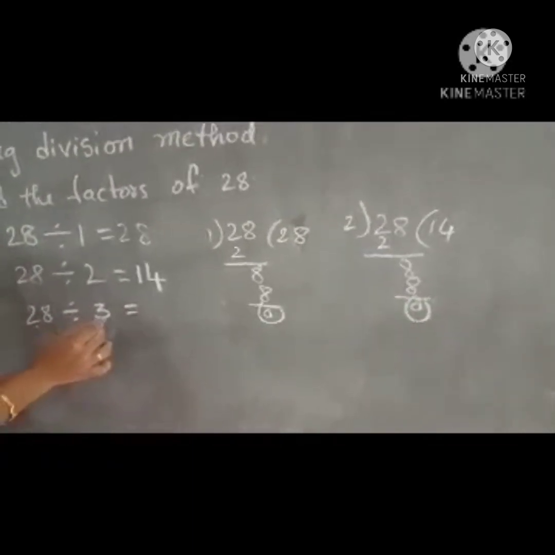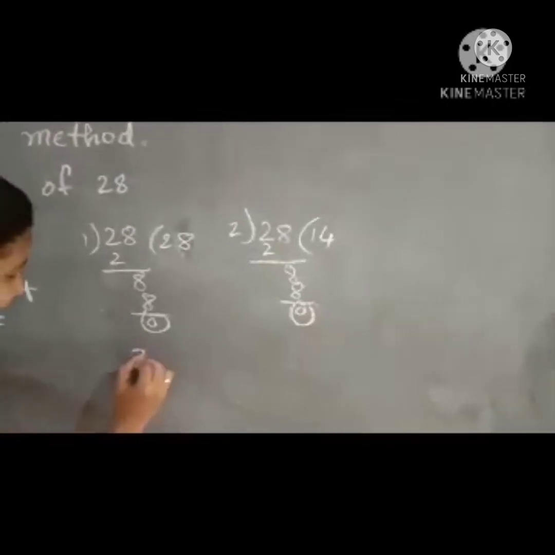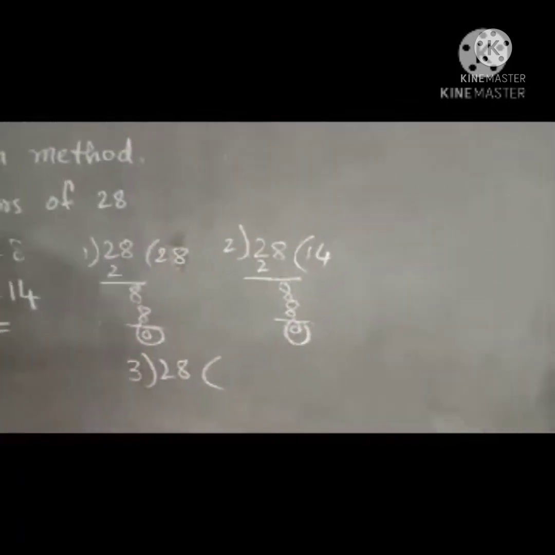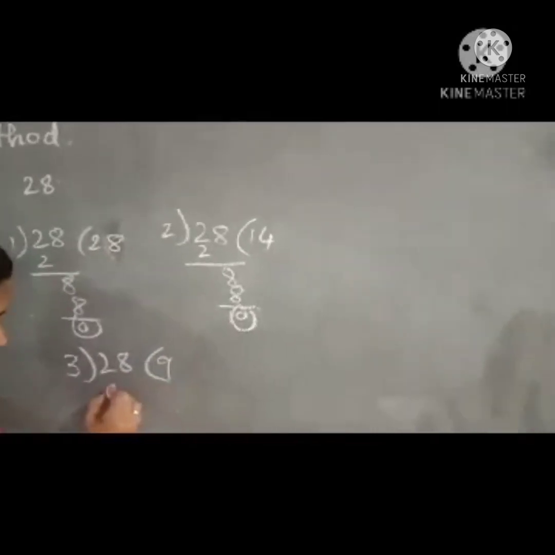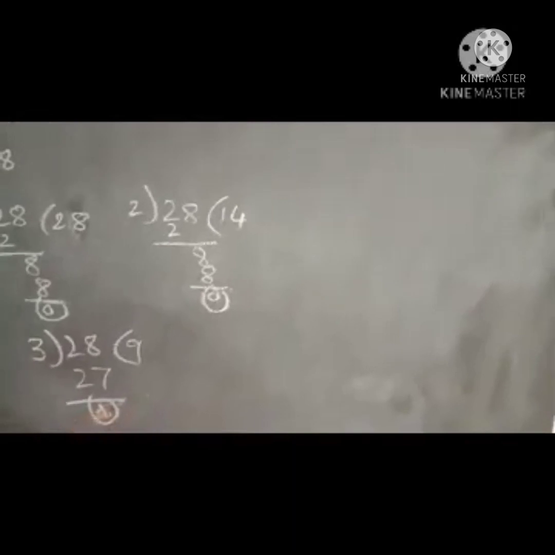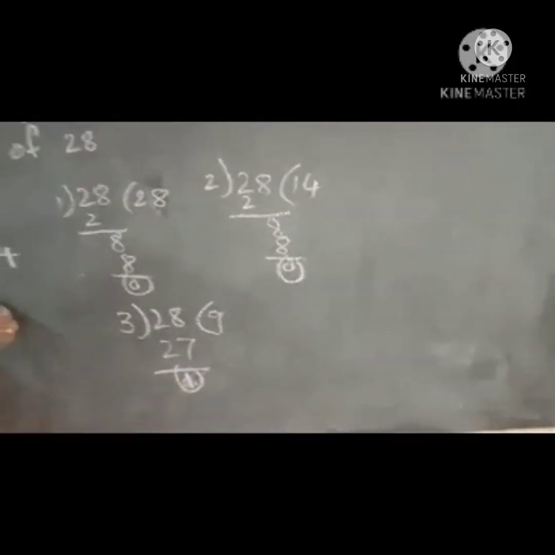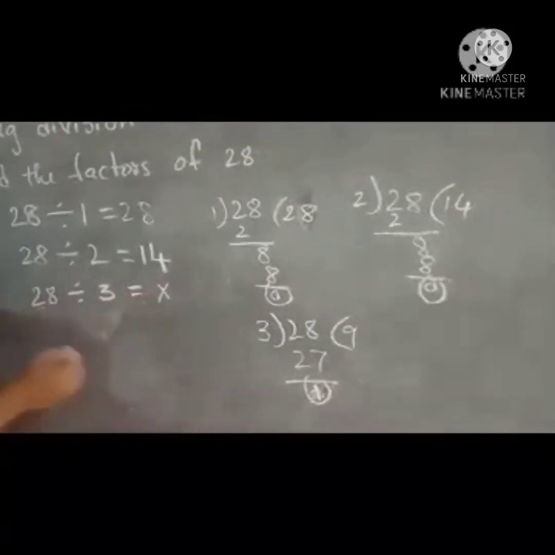28 divided by 3. So in the 3 table, is 28 there or not there? How many times? Not there. 9 threes are 27. The remainder is 1. If a remainder is there, is it a factor or not? No, the number is not a factor.